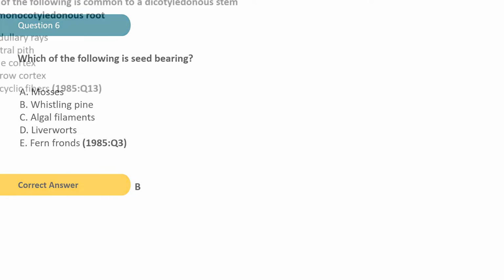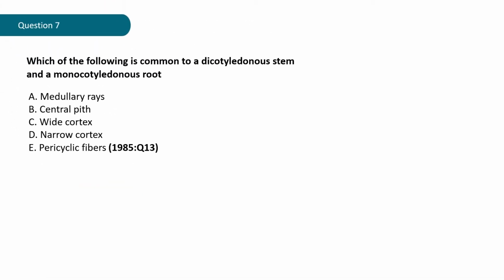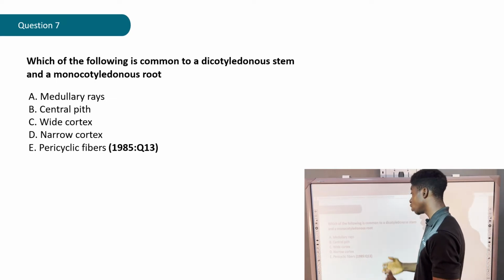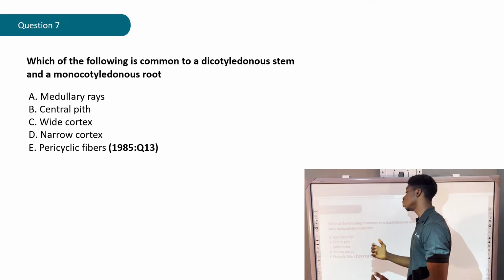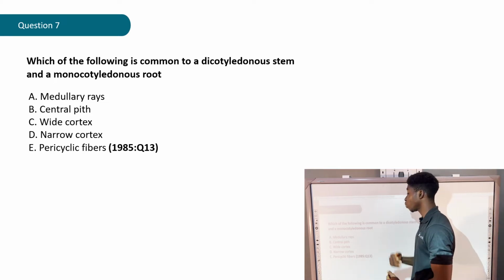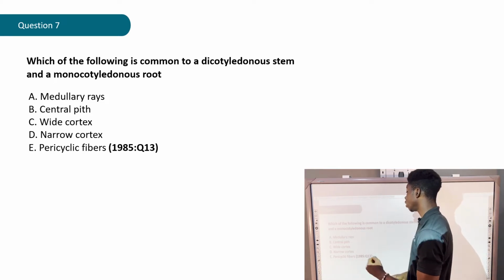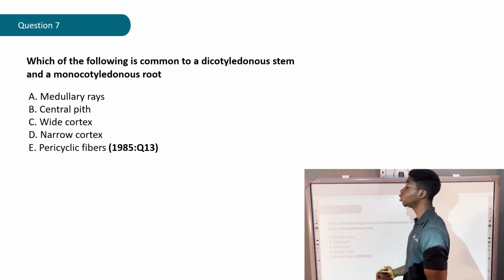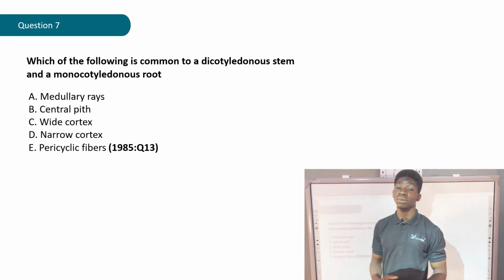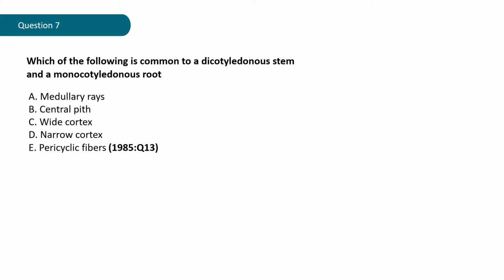Question 7. Which of the following is common to a dicotyledonous stem and a monocotyledonous root? A. Medullary rays. B. Central pith. C. White cortex. D. Narrow cortex. E. Pericyclic fibers. That question is from the year 1985, question 13. Let's give it a try.